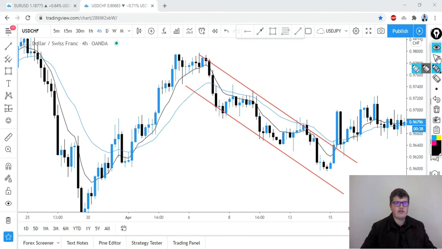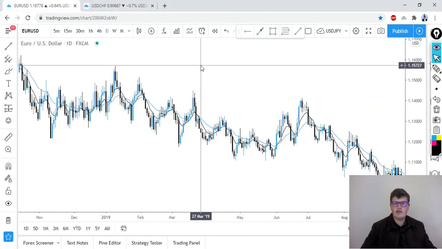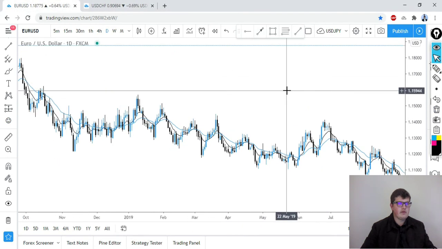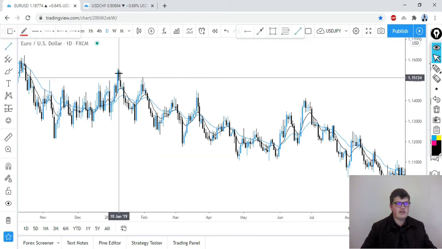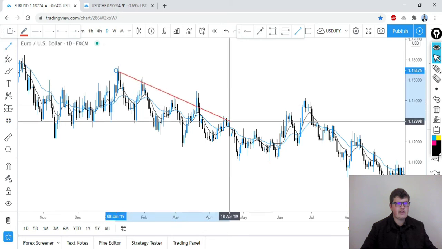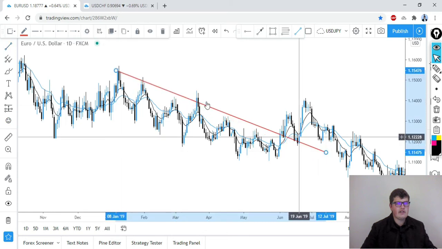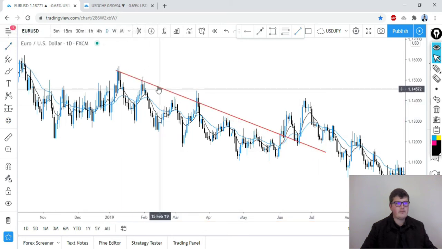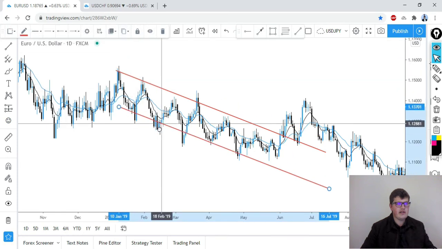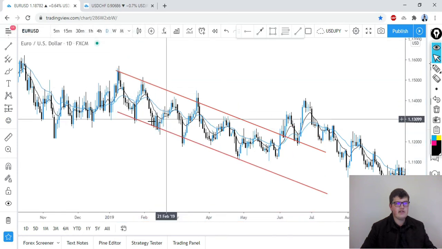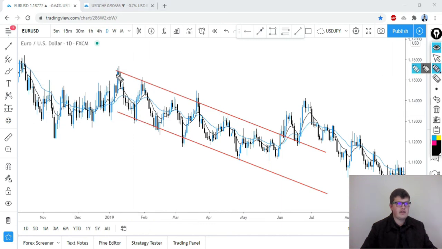Now another quick example that I can give you guys is on the Euro USD. I'm going to show you just another example of a channel, and this is a downtrend. So for downtrends, you connect at least 2 of these peaks over here, and then we just clone this descending trend line and we connect at least 2 of the valleys over here. So this is the bearish channel that you can trade.